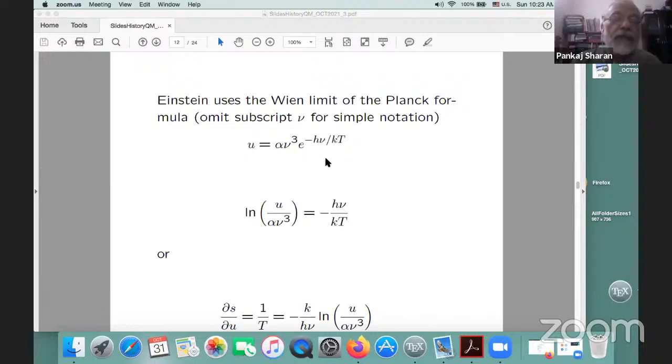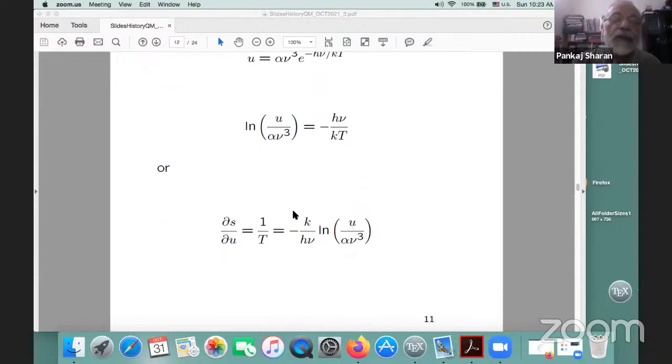And so if I want to find out what 1 upon T is in this equation, I have to take the logarithm, and this log of u by alpha nu cube, you can bring it on this side. So log of u upon alpha nu cube is equal to minus h nu over kT, or, just take this k and h on the other side, 1 upon T, which is dS by dU, is equal to minus k upon h nu.